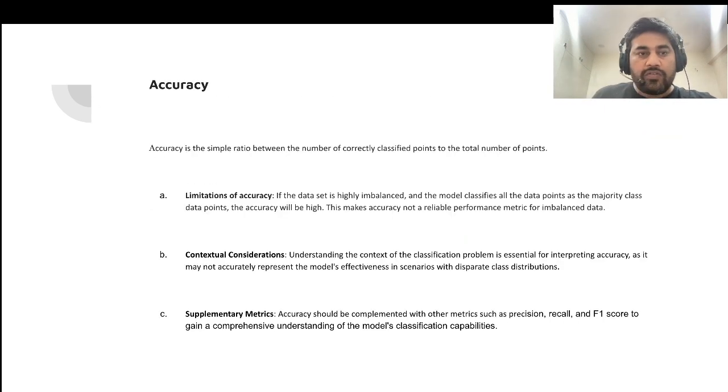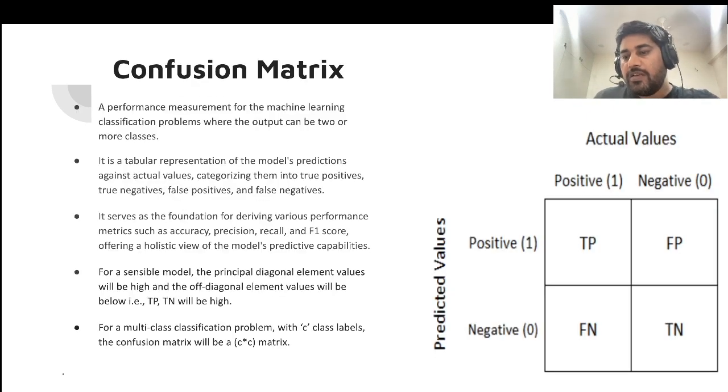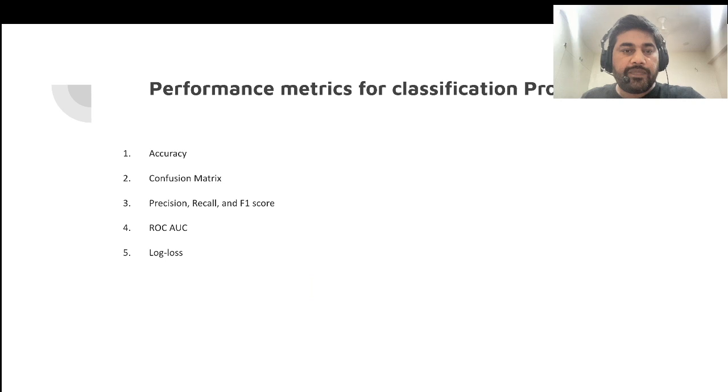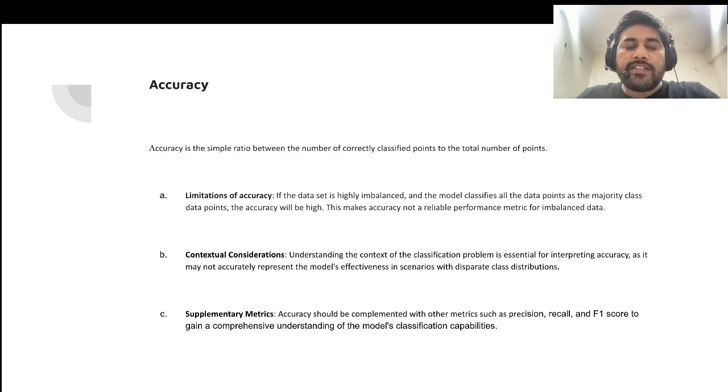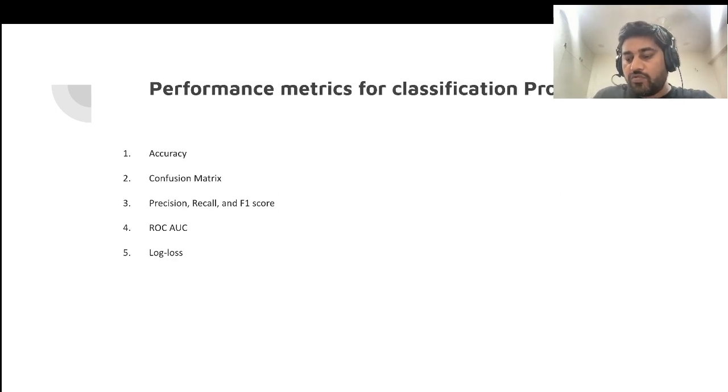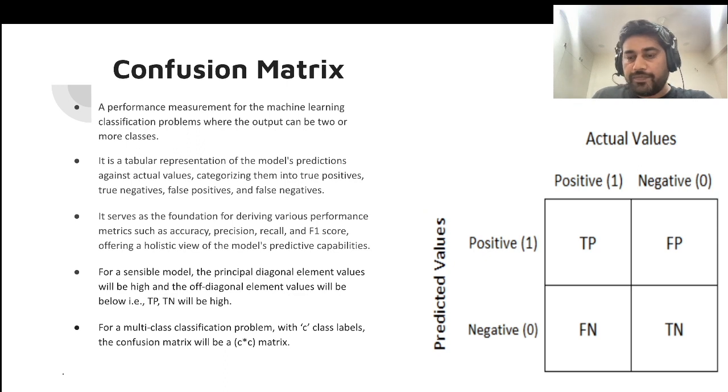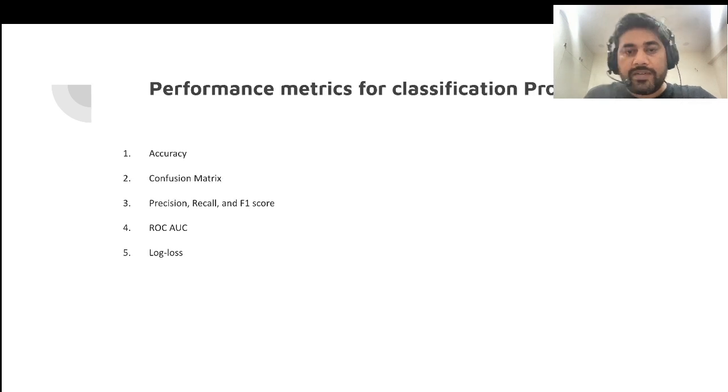Okay, so let's go through accuracy. Basically, how are we going to measure the accuracy? It is a simple ratio between the number of correctly classified points and the total number of points. So it should be, I think, true positive plus true negative, divided by true positive, false positive, false negative, and true negative.